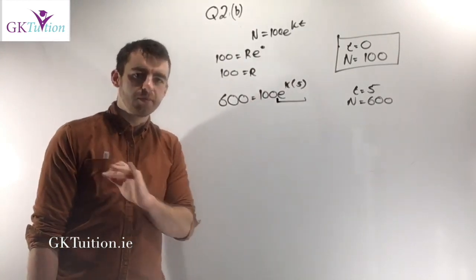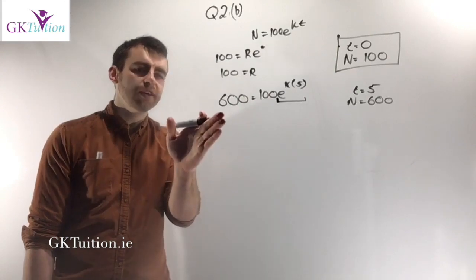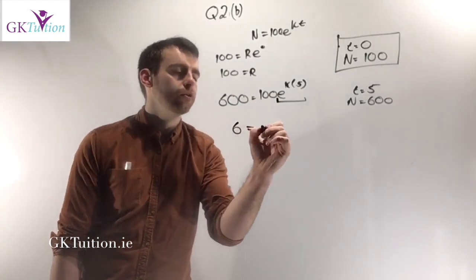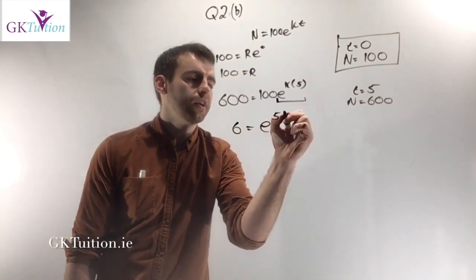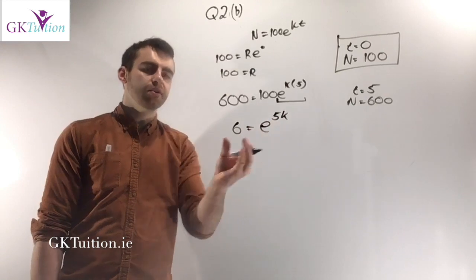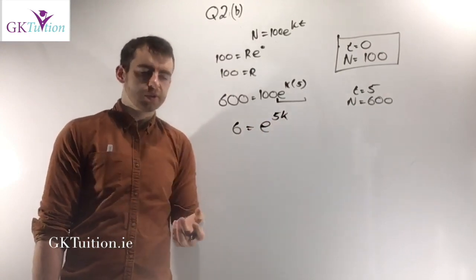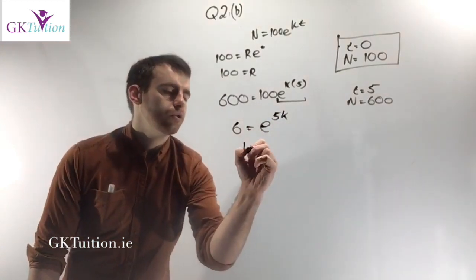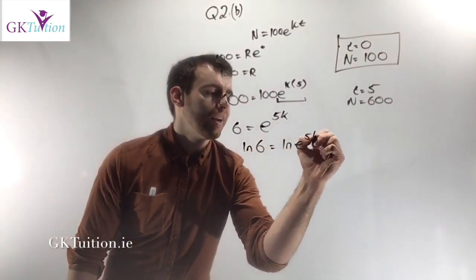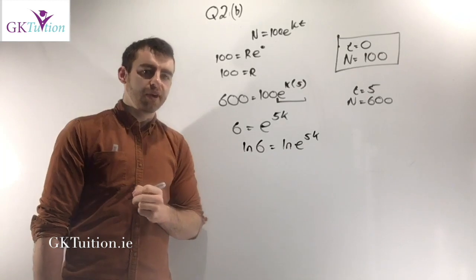So what I want to do is divide both sides by 100. If you divide 600 by 100, you'll get 6. And if you divide the right hand side by 100, the 100 is just gone and you've e to the power of 5k. And now I've isolated the bit that has the unknown in the power, so I'm going to introduce logs. The easiest log to introduce is just the natural log, which we represent as ln. So I get ln 6 is ln e to the power of 5k.